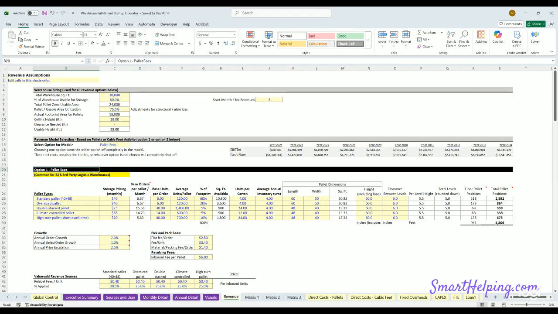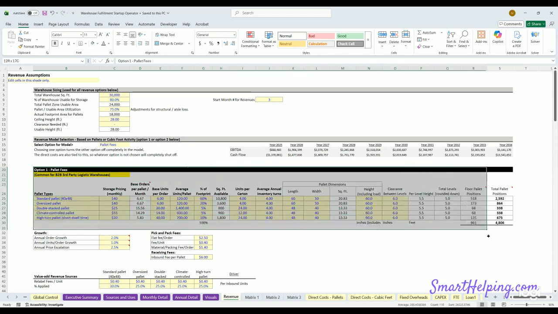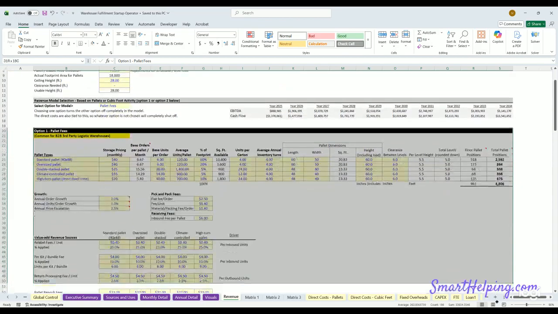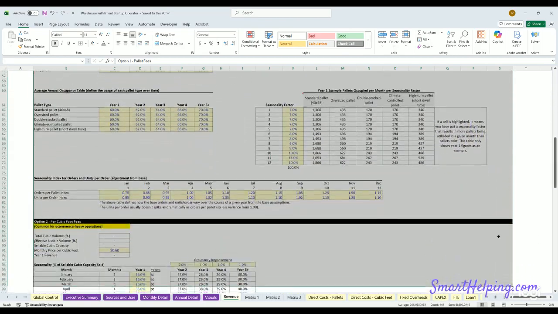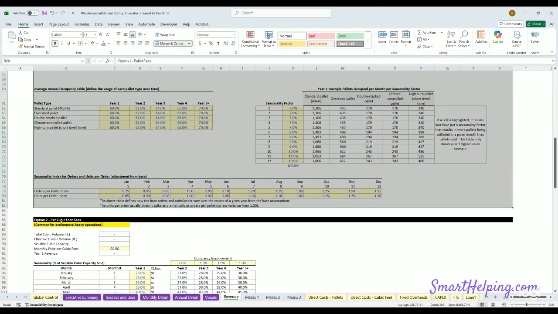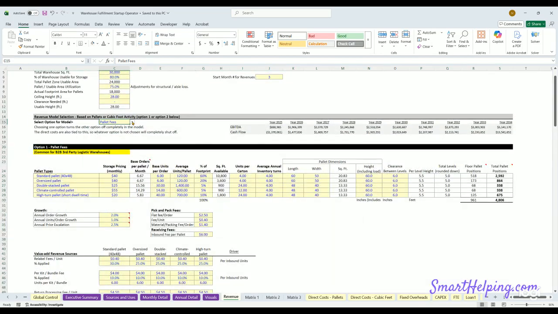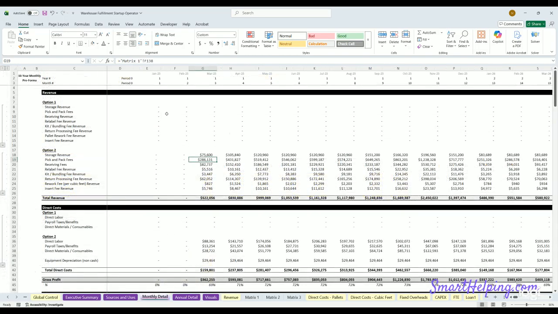You see option 1 says pallet fees common for B2B third-party logistic warehouses. That would not be e-commerce. That's not what that is. It's the opposite. So that's this whole section right here, which I'll go through. And then option 2: if you select per cubic feet, that will shut off everything for option 1. And you can see on the monthly detail, option 1 will shut off if you choose option 2, same with the direct costs. So that's all dynamic.